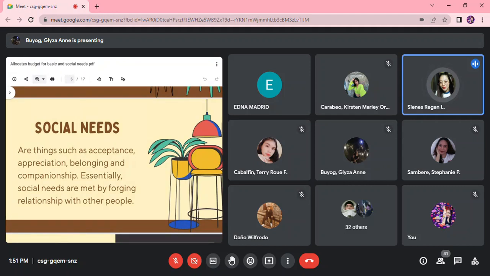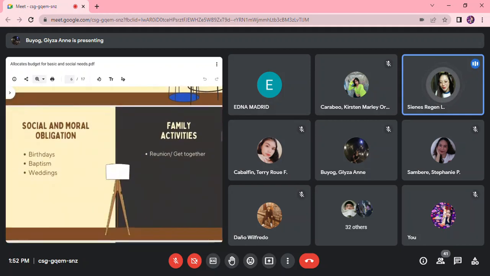Social needs are things such as acceptance, appreciation, belonging, and companionship. Essentially, social needs are met by forging relationships with other people. Families meet the social needs of children, but later in life, romantic partners, friends, and co-workers further meet social needs. Joining groups such as church or an athletic team also meets social needs.